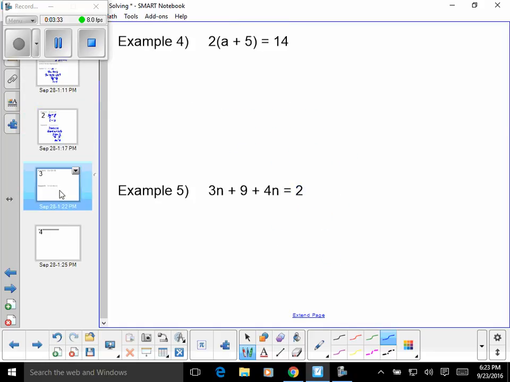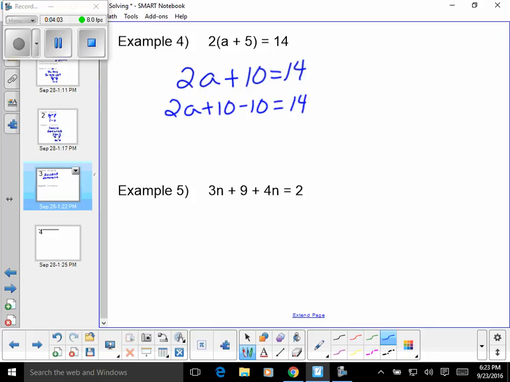Example 4, we are going to combine the lesson that we did on the distributive property with this same idea. Remember that you'll need to distribute the 2 over the a, so 2 times a is 2a, addition sign, and then 2 distributed to the 5, or 2 times 5 is 10, equals 14. Now there's an equation that you're used to dealing with. 2a plus 10 minus 10 equals 14 minus 10. 2a is equal to 4. I divide both sides by 2. a is equal to 2.